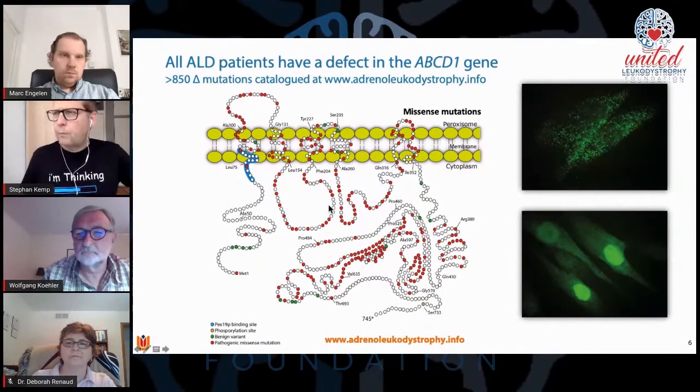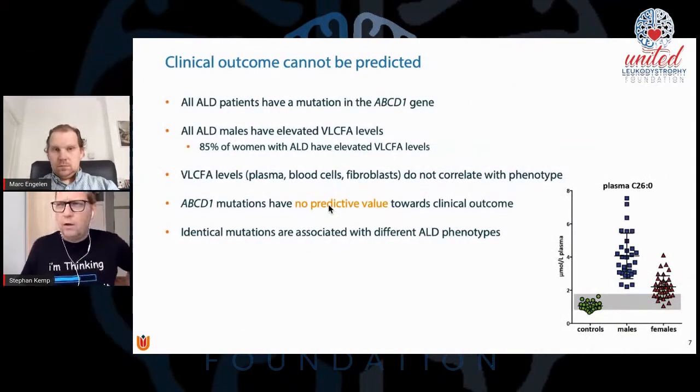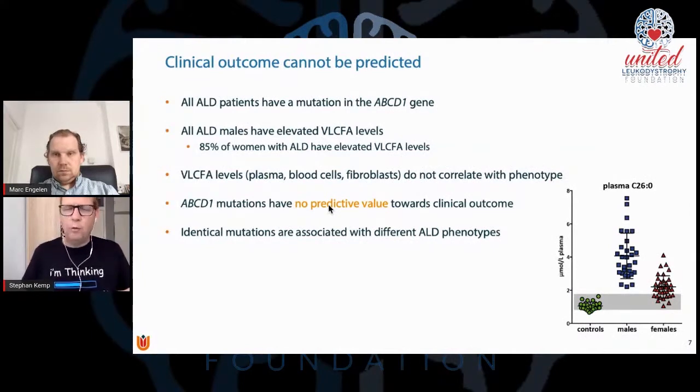And what we know currently is that all ALD patients have a mutation in the ABCD1 gene. All males with ALD have elevated levels of very long chain fatty acids. However, 15% of women with ALD, so women with proven ALD, have normal levels of very long chain fatty acids in plasma. And we will come back to that later.